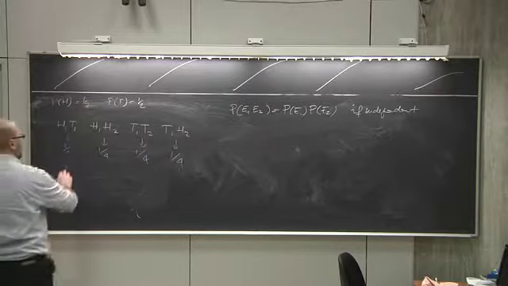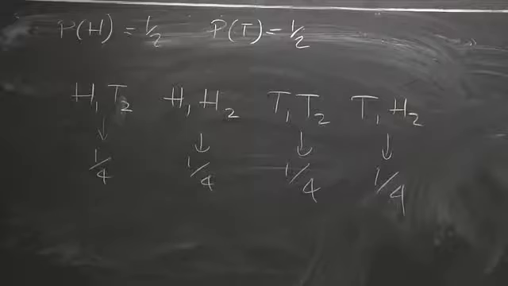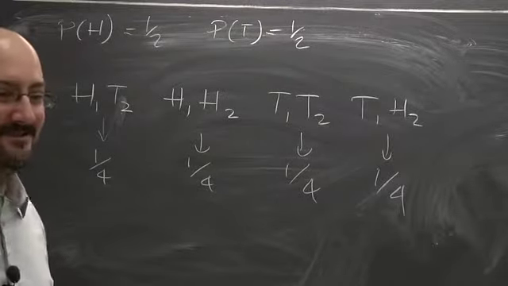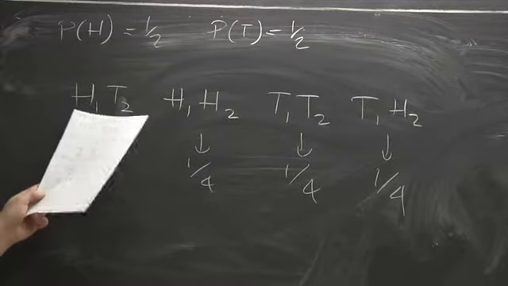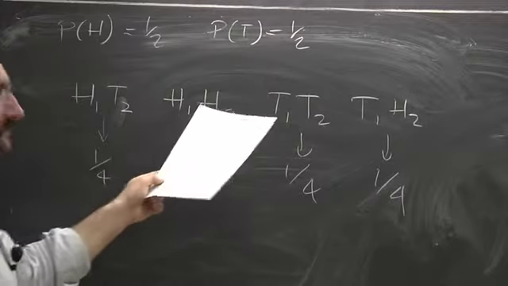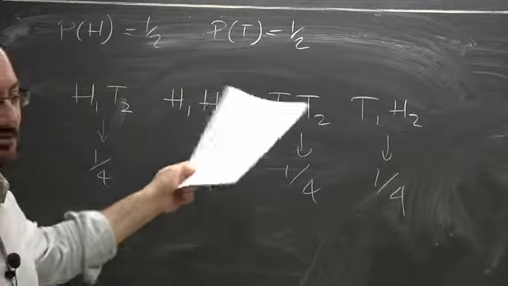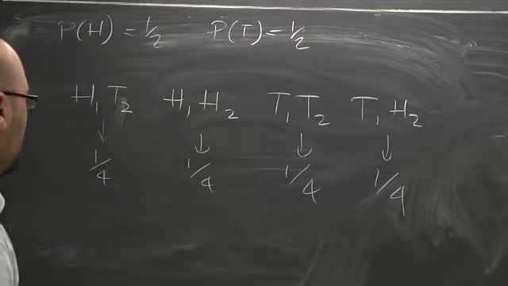Oh, sorry. No, it's this one that I got wrong. Okay, sorry, my mistake. So this means head on the first and tail on the second. Of course, every configuration has to have a 1 and a 2. It can have 2 H's or 2 T's, but it has to have a 1 and a 2. Thanks. Sorry.